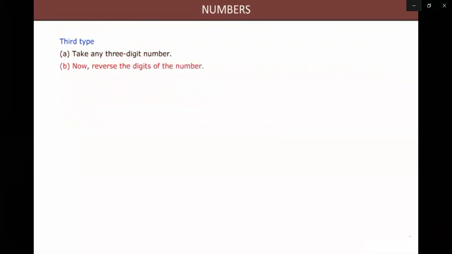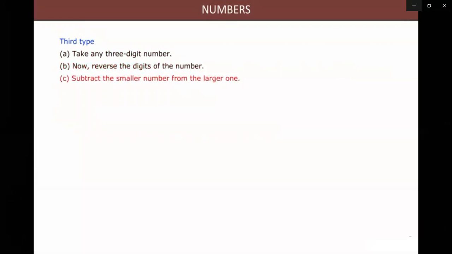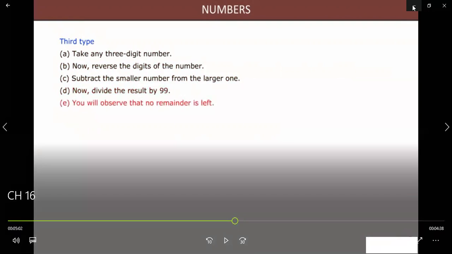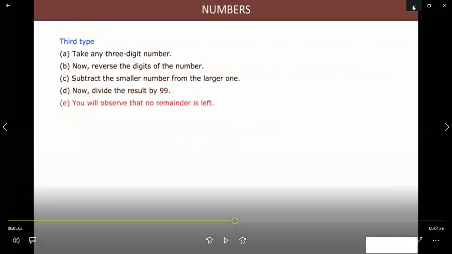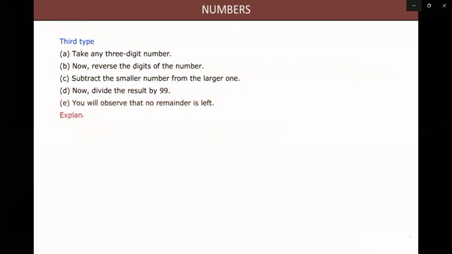Now reverse the digits of that number. Then the third step is subtract the smaller number from the larger one. Okay, then whatever answer you are getting, you have to divide that by 99. Then you will observe at last that no remainder is left. So this concept and this number game is valid for any three-digit number. Previously we have seen two number games that were for two-digit numbers, and this number game is valid for any three-digit number. Okay, so we'll take an example to understand what we can do over here.